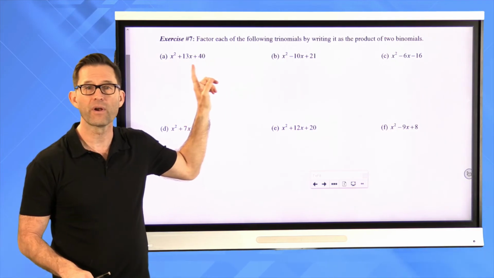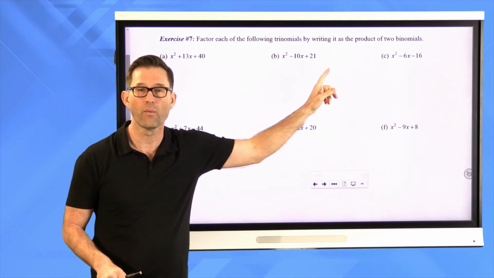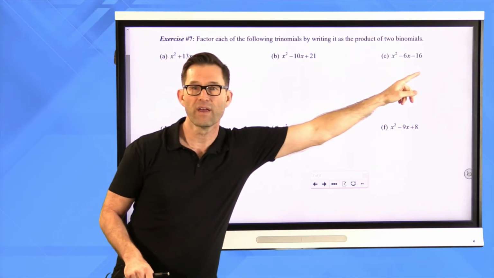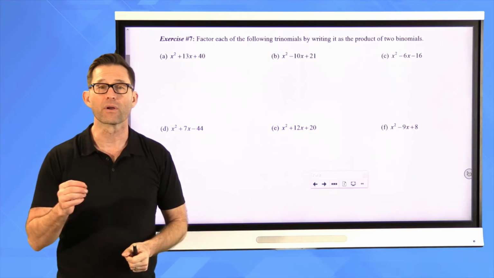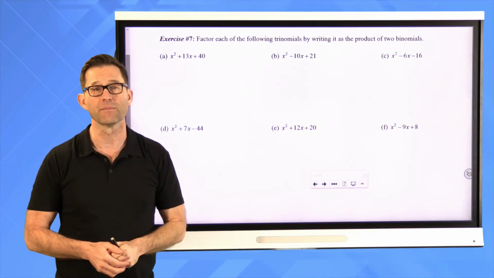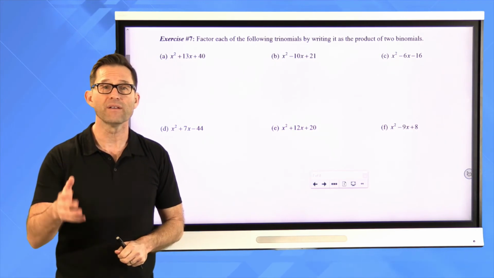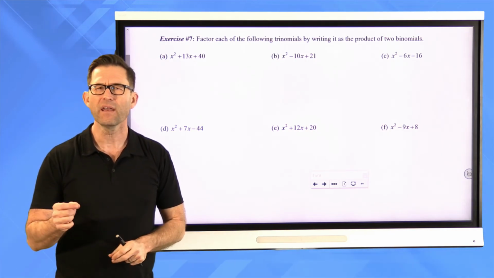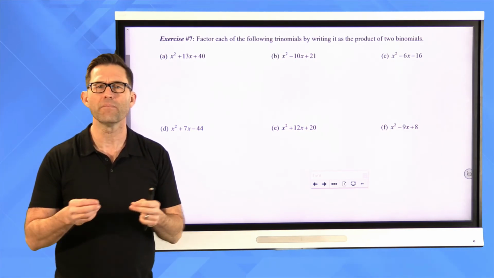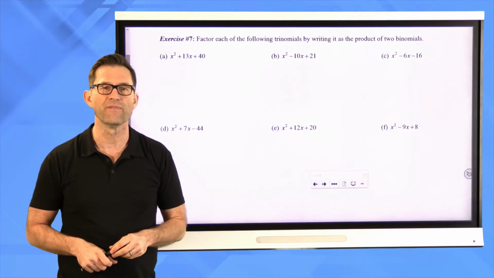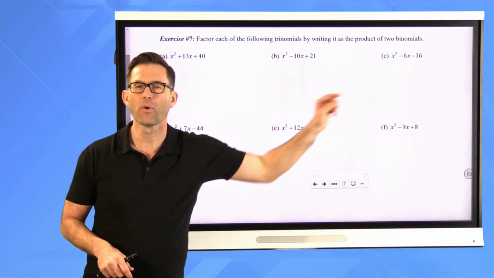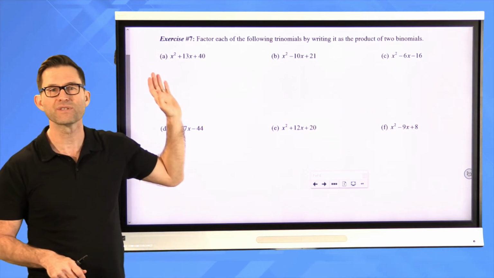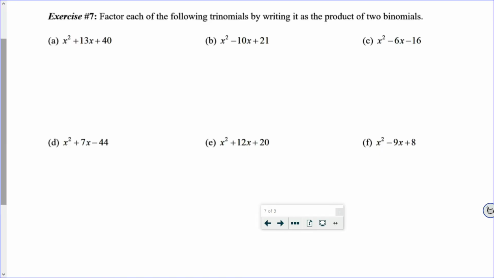So a product of 40, a sum of negative 13. A product of 21, a sum of negative 10. A product of negative 16, a sum of negative 6. All right? And it's really critical that you're comfortable with the idea that a negative times a negative is a positive, that a negative plus a negative is a negative, that a negative plus a positive could go either way depending on which of the numbers has a larger absolute value. All right? So let's do the first row together. Then we'll have you do the second row on your own. So exercise number 7. Factor each of the following trinomials by writing it as the product of two binomials.